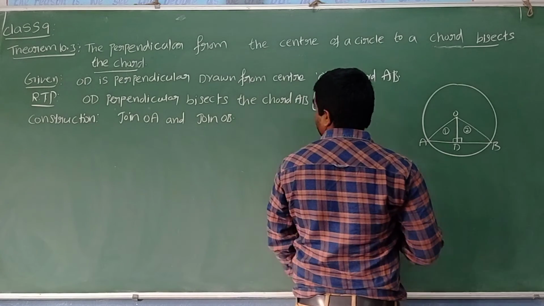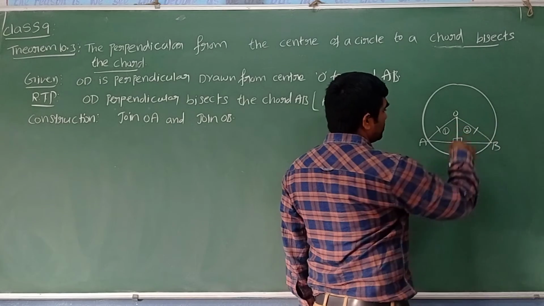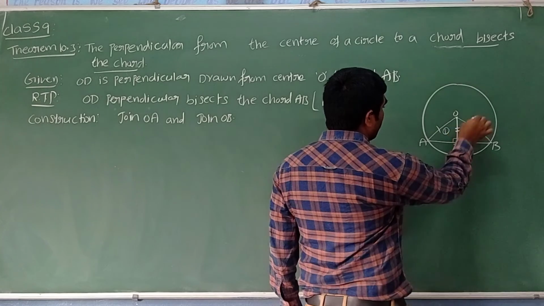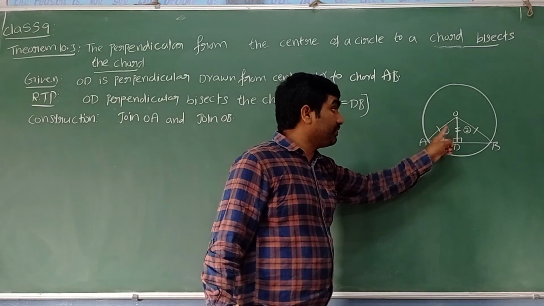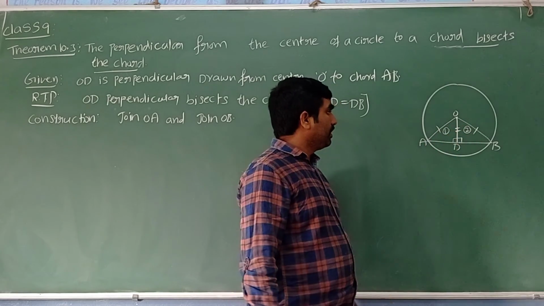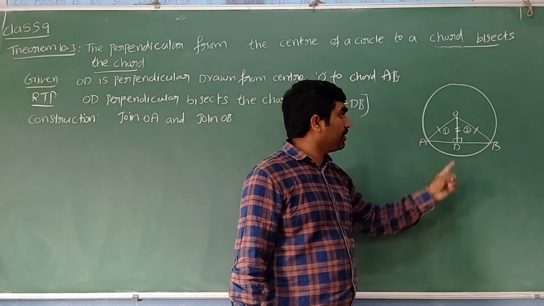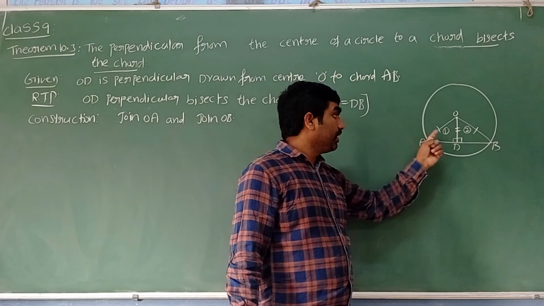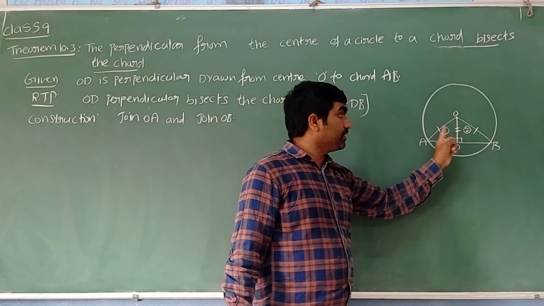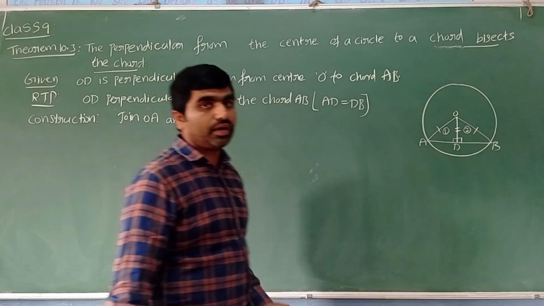Let me take OA equal to OB. The reason: radius of the same circle. And also OD is equal to OD, meaning OD is the common side of triangle OAD and triangle ODB. And already they gave the right angle here. Now we can easily say these two triangles are congruent: right angles are equal, hypotenuse OA is equal to hypotenuse OB, and one side is equal. By RHS criteria, both are congruent.